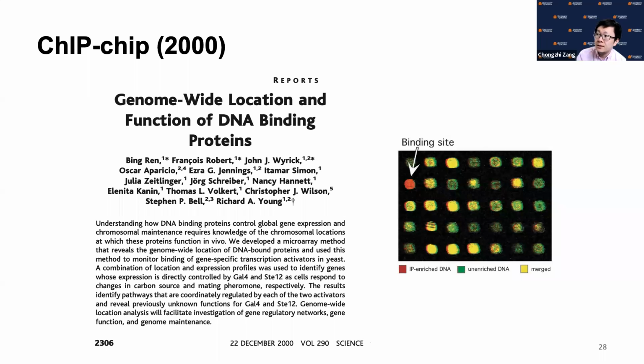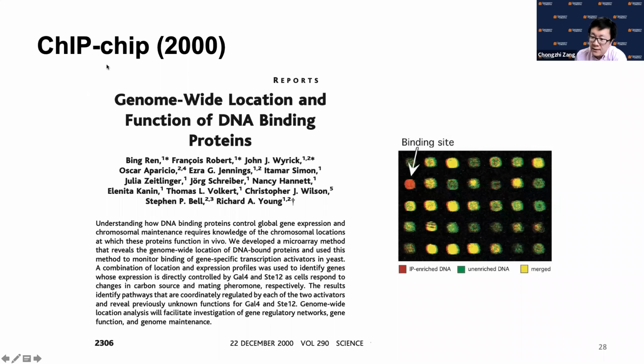The first ChIP-chip experiment was designed and developed by the Richard Young group from MIT. The first author is Dr. Bing Ren, who is currently running a center for epigenomics at the University of California, San Diego. They are both pioneers in epigenomic studies.